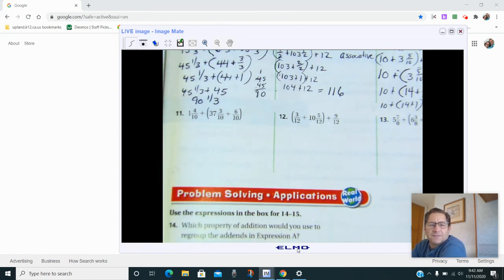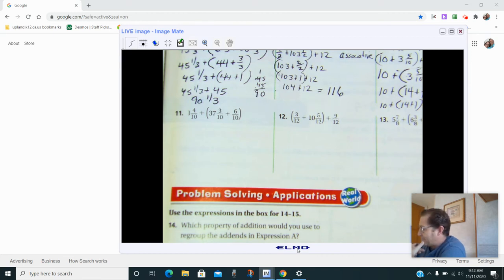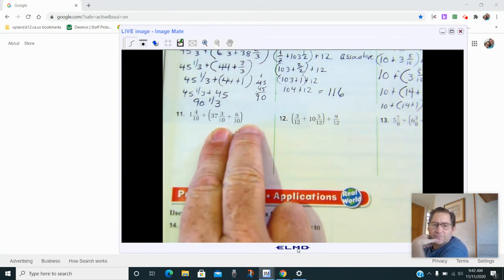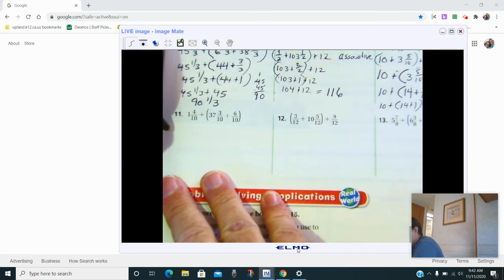Okay, number 11. 1 and 4/10 plus 37 and 3/10 plus 6/10. 6 and 3 is 9/10, right? That's not really helpful. 4 and 3 is 7/10. But if I add 4 and 6, that would be 10/10. So we have to get the 6/10 next to the 4/10. Well, right now, 37 and 3/10 is, in a sense, in the way. It's in the middle. So let's flip the order of them.